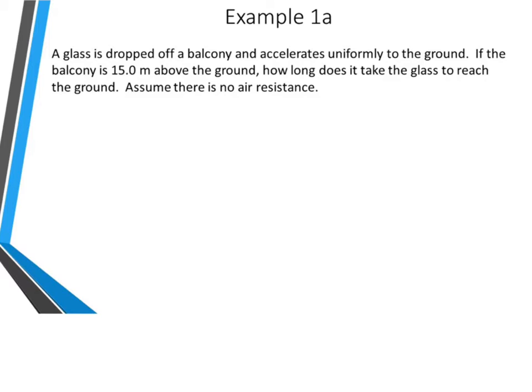So let's look at this example. A glass is dropped off a balcony and accelerates uniformly to the ground. If the balcony is 15.0 meters above the ground, how long does it take for the glass to reach the ground? Assume there is no air resistance. So let's read back through and write down what we know. The glass is dropped off a balcony, so therefore, our acceleration is equal to our g, which is negative 9.8 meters per second squared.